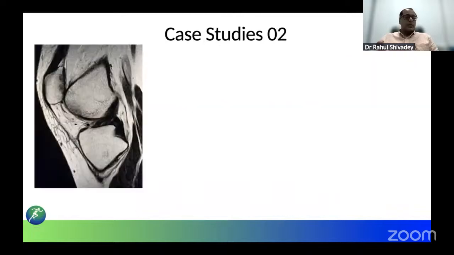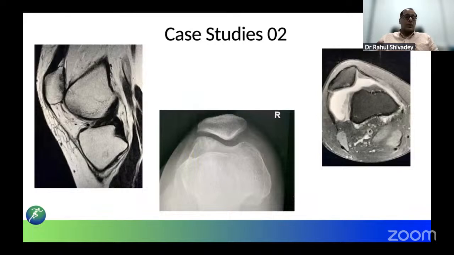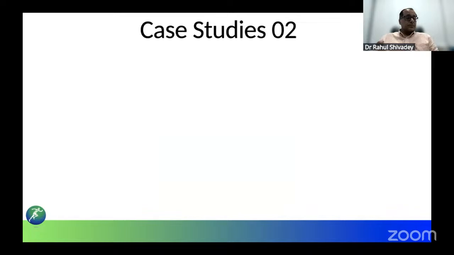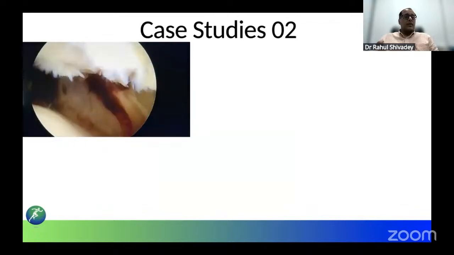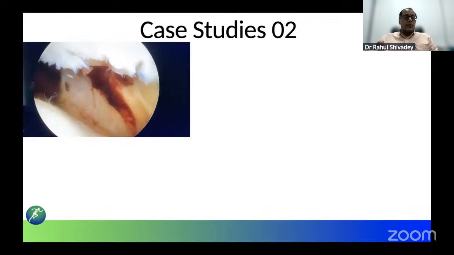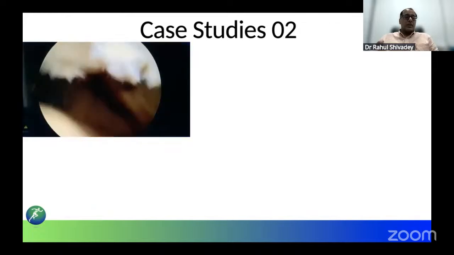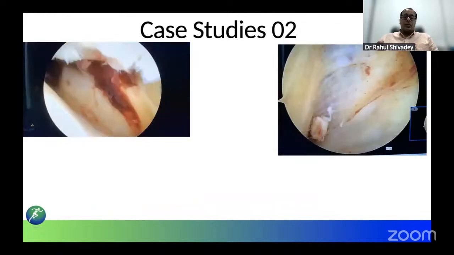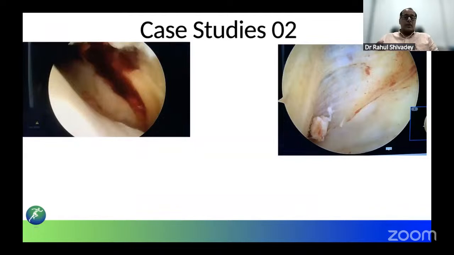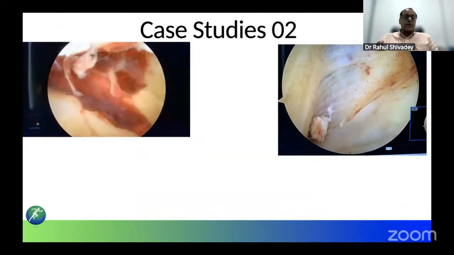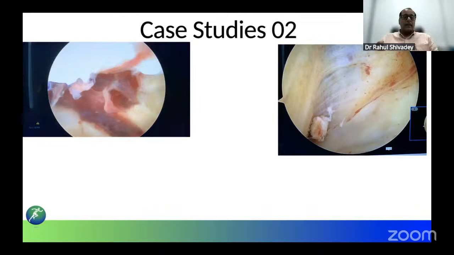Another patient we had, she was a housewife. She had recurrent dislocation of the patella, and once she came up with a locked patella, we went on. As you can see over here, there's a large patellar chondral defect, which was seen on the arthroscopy. This was the osteochondral fragment. We tried to retrieve it, but it was quite fragmented, so we couldn't put it back. And then this is what we did.